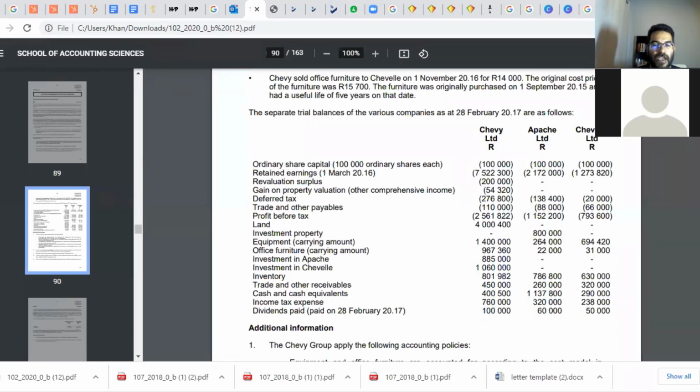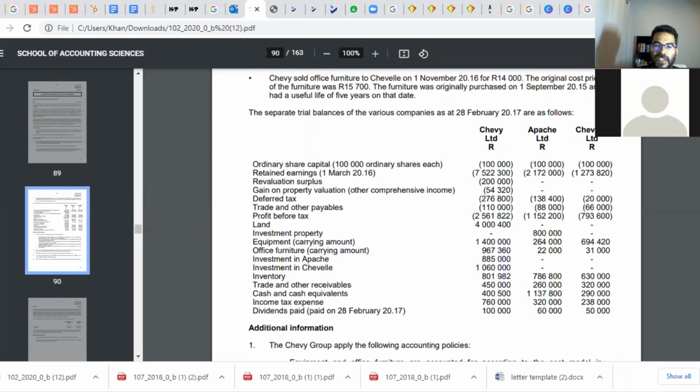One thing to note, you must pay careful attention to this, they're never going to tell you. Under the intercompany transactions, they didn't talk about dividends received, okay? But you understand that Chevy is a shareholder in APAC and in Chevelle. So when APAC pays out dividends, automatically dividends will be paid to Chevy because they're a shareholder. You pay dividends to your shareholder. Similarly, when Chevelle declares a dividend, Chevy will get their percentage.